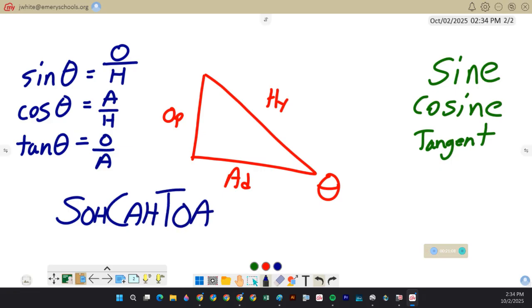So what does this mean? Sine is O over H. Cosine is A over H. Tangent is O over A. So what does that spell? Write down SOHCAHTOA.